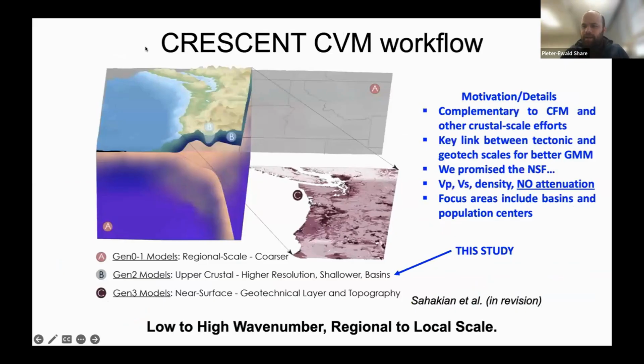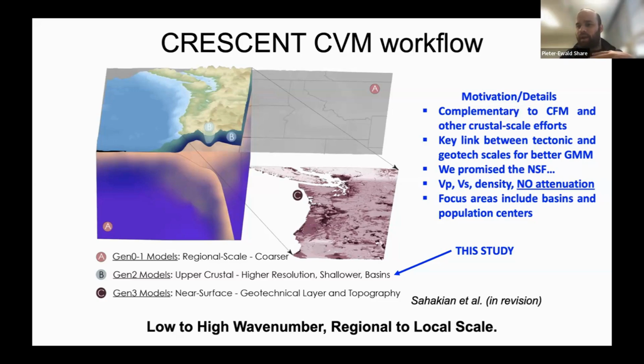Those of you familiar with the CVM efforts and our workflow, this is not new, but to some of you it will be new. Essentially, how we're going about building this massive scale seismic property model for Cascadia is in a multi-scale nested fashion. We start at the very large scale, looking at coarser features, and that's what we call the generation 0 to 1 models.